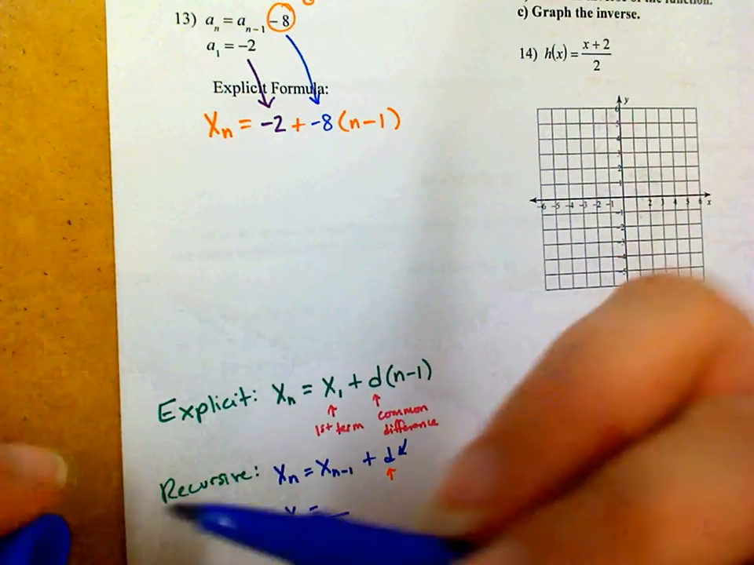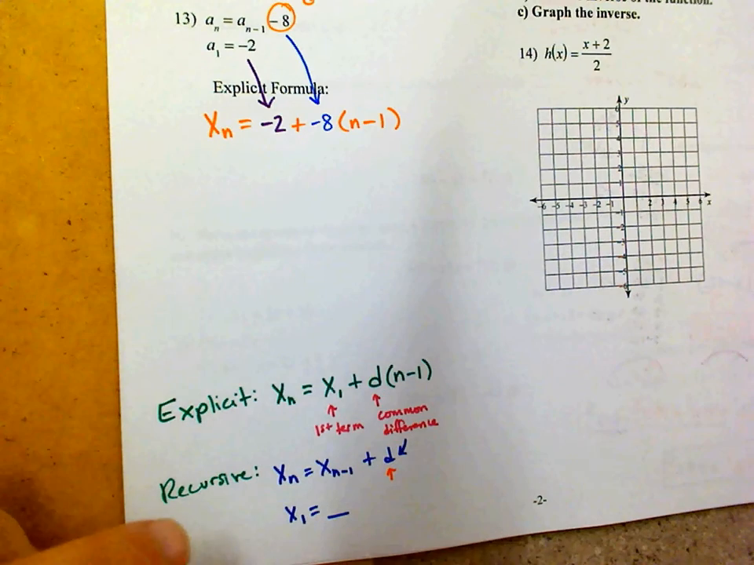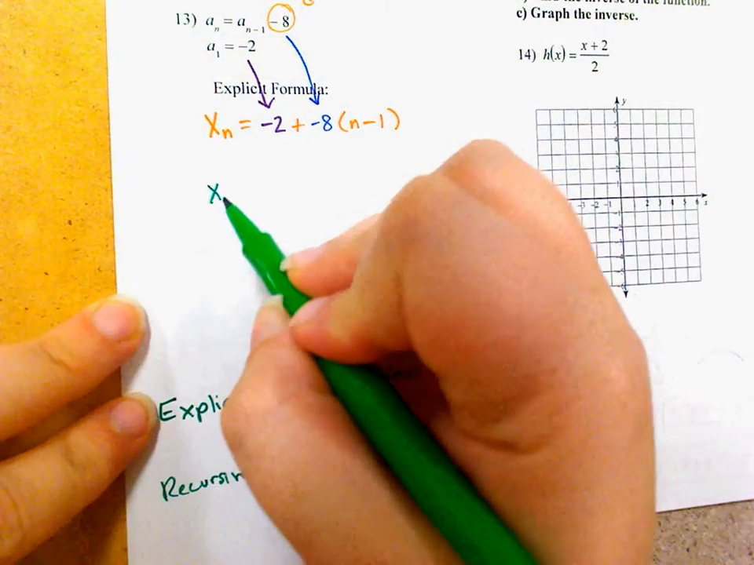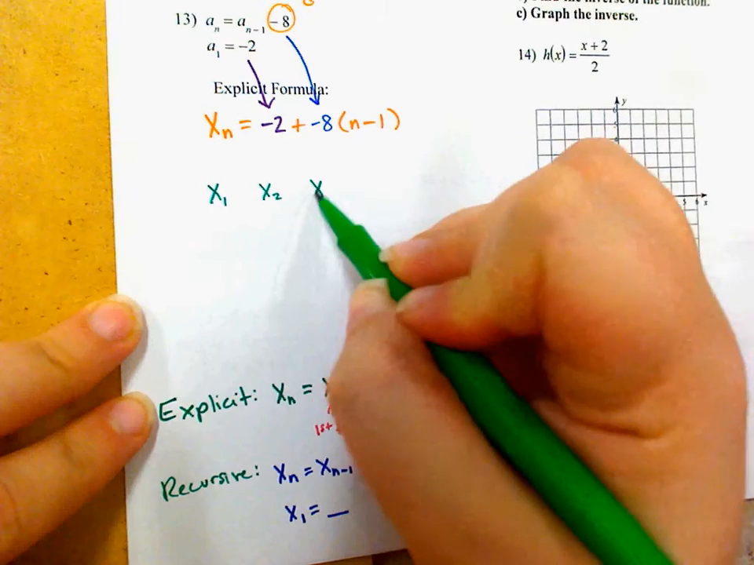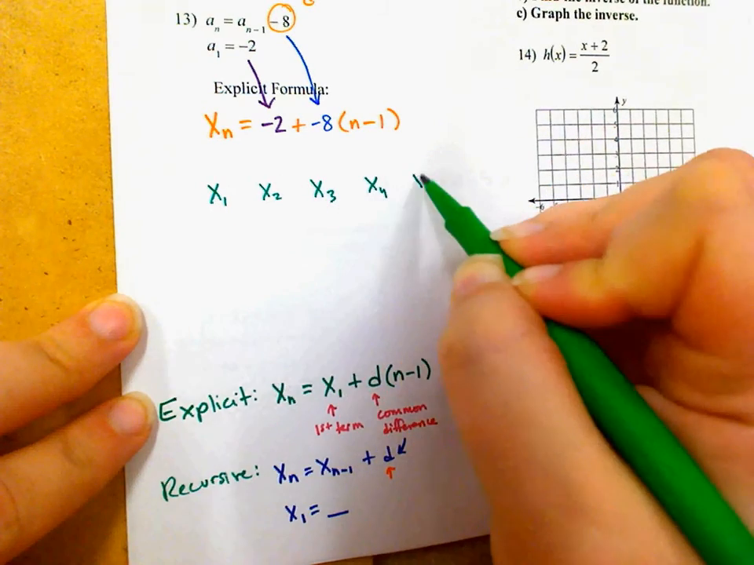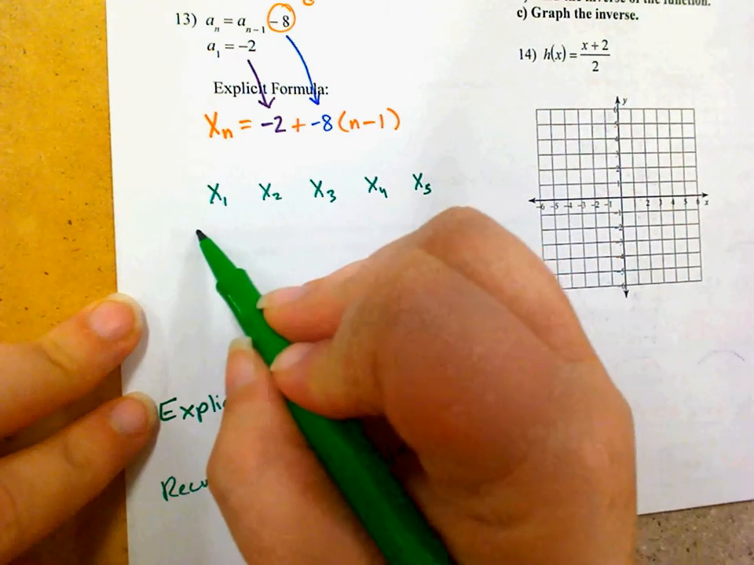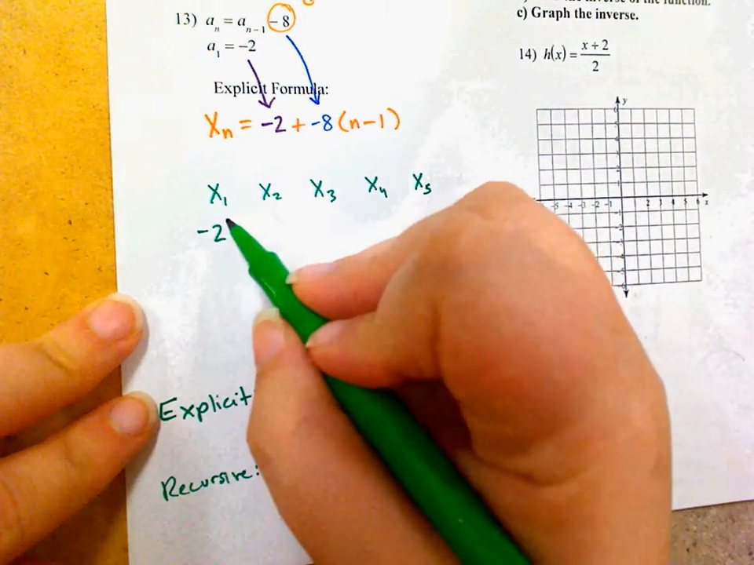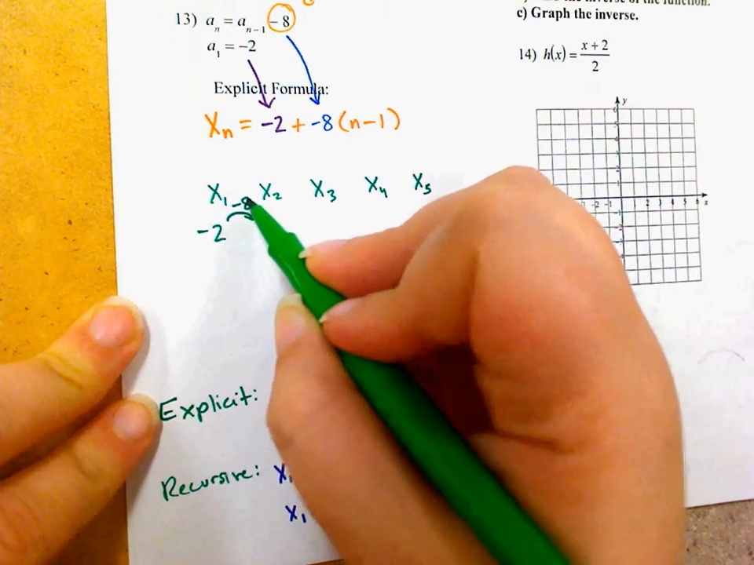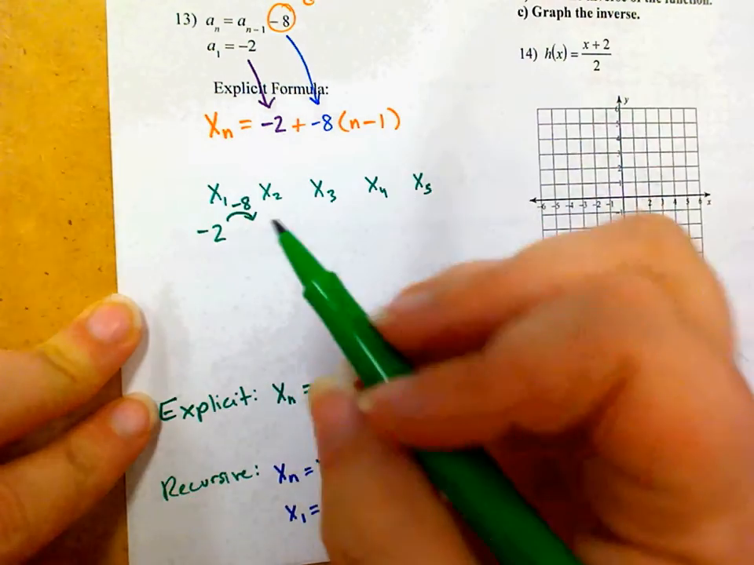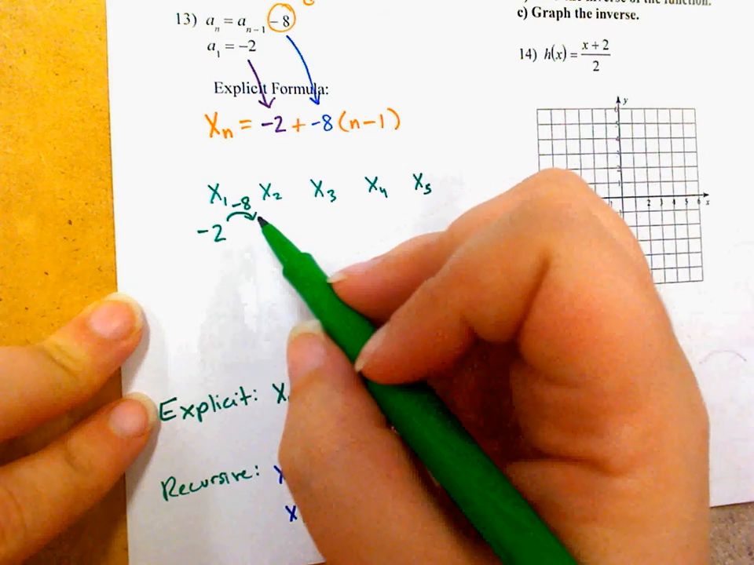The first 5 terms. I need the first term, the second term, the third term, the fourth term, and the fifth term. You don't need to write that out. I'm just writing it. The first term is what? And what are we doing every time? So we're subtracting 8. What's negative 2 minus 8? So basically just adding 8 in the negative direction. True? Okay, give me a second. All right. So negative 10.